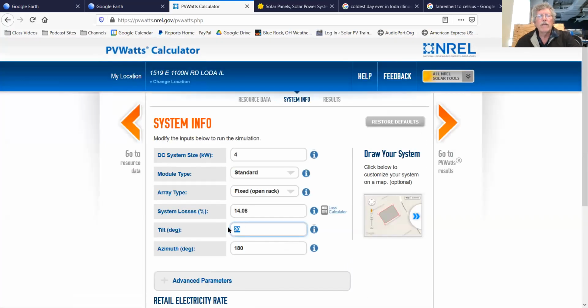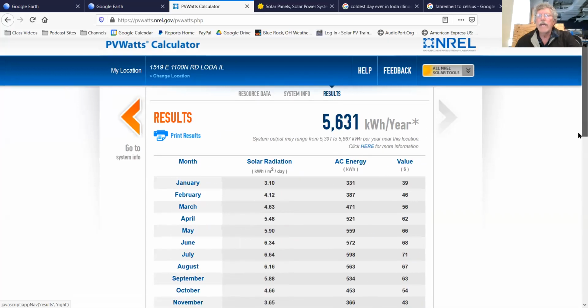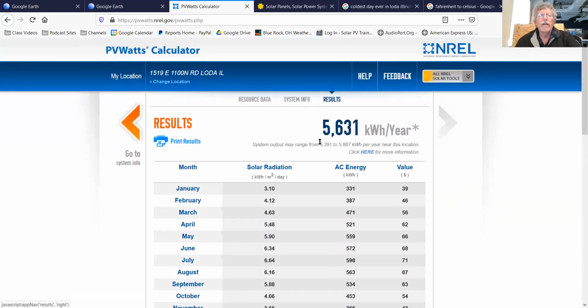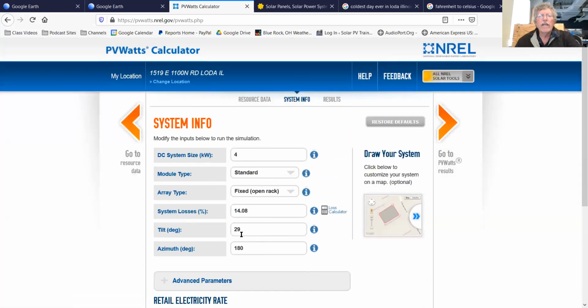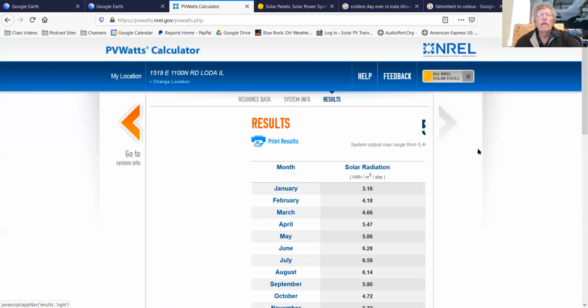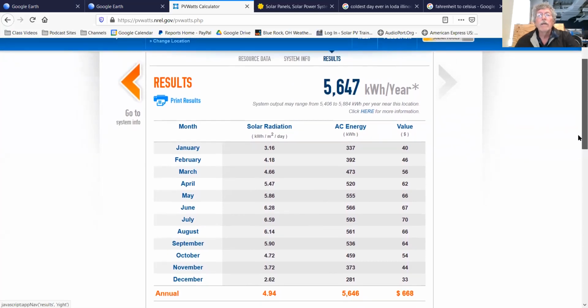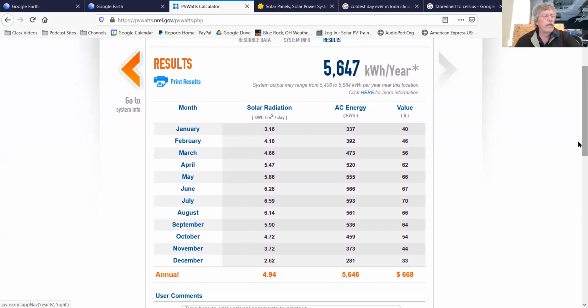If I want to mess around with it a little bit, I can type in 29 degrees, and I'm going to find that I get slightly better. I'm going to get in the neighborhood of 4.93. Let's just try it and see if I can get even better. Let's try 31, see what happens. It was 4.91 if I remember right. And now it's 4.94. Okay, so let's keep it at that, 4.94. I'm going to make a note of that. 4.94 hours.